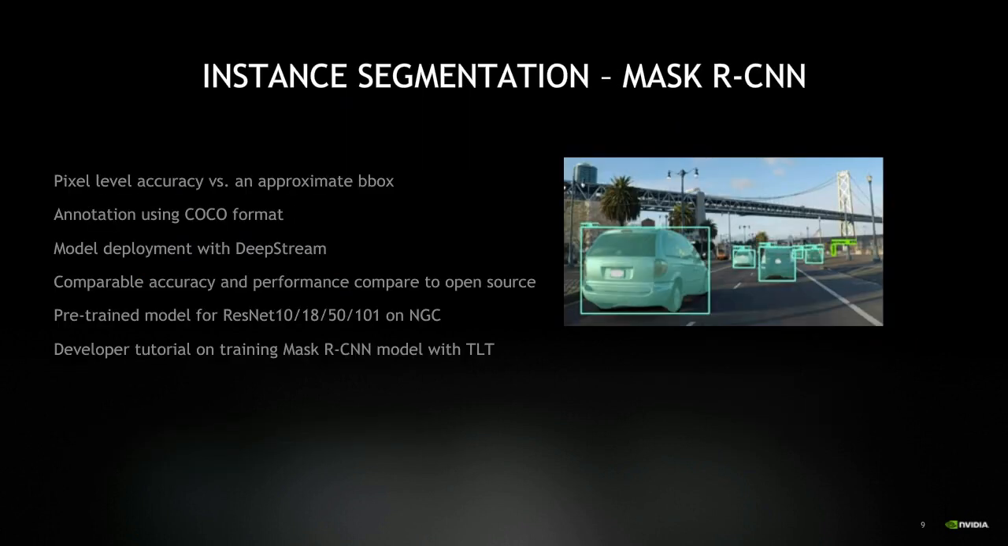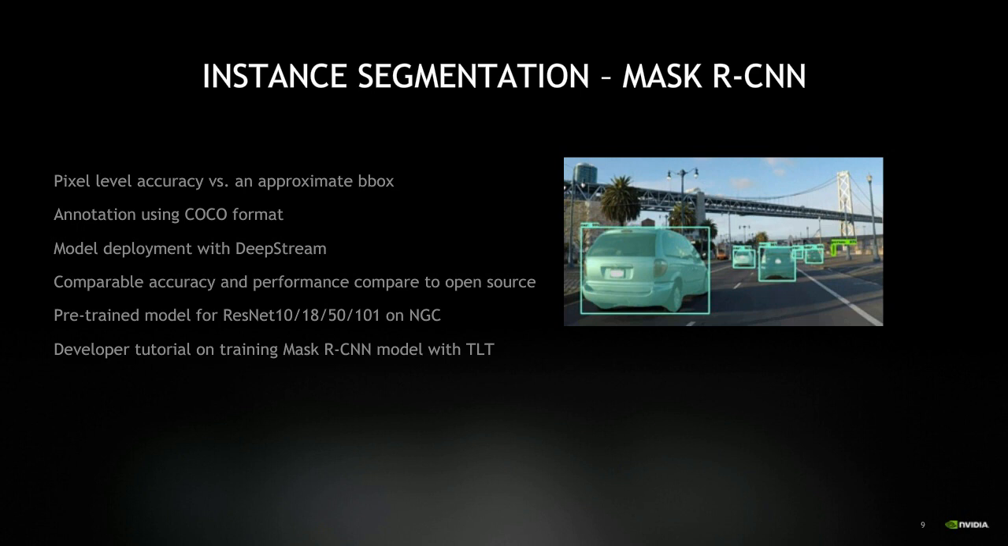Another key computer vision technique that we have added in TLT 2.0 is instance segmentation. Now you can train instance segmentation models using Mask R-CNN. It's as easy as training other models. Instance segmentation provides pixel-level accuracy by creating fine-grained segmentation masks around the detected object.